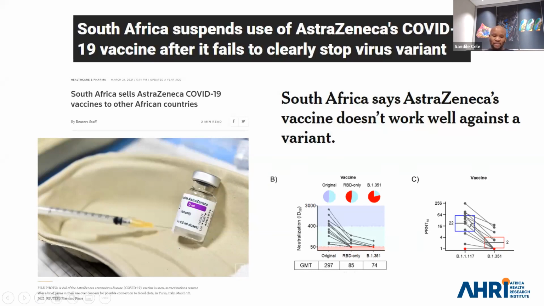Here on your right are neutralization results generated in our laboratory. B.1.1.7 is the original SARS-CoV-2, and we see that AstraZeneca works well against it. We see that by high neutralization numbers. Then here it's B.1.351. This is the Beta variant. And you can see that the neutralization numbers are very low for the Beta variant, meaning that AstraZeneca does not work well against the Beta variant.